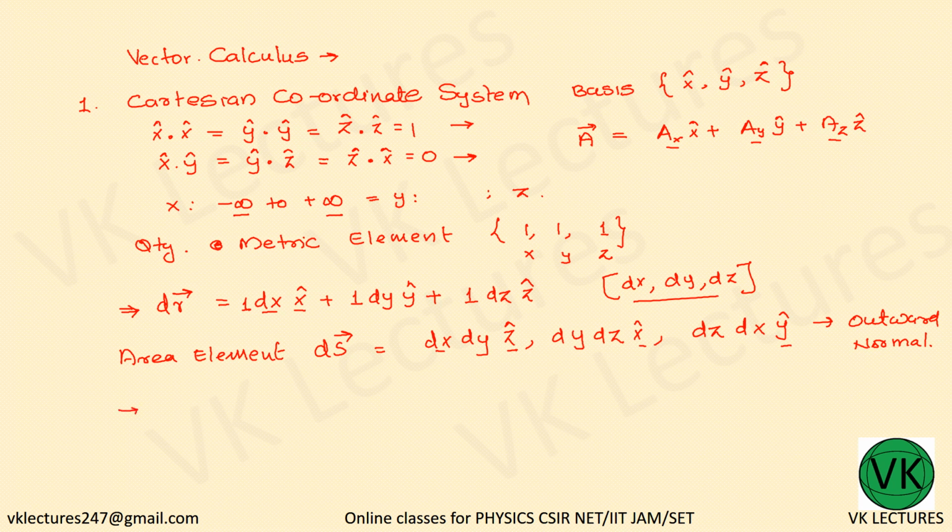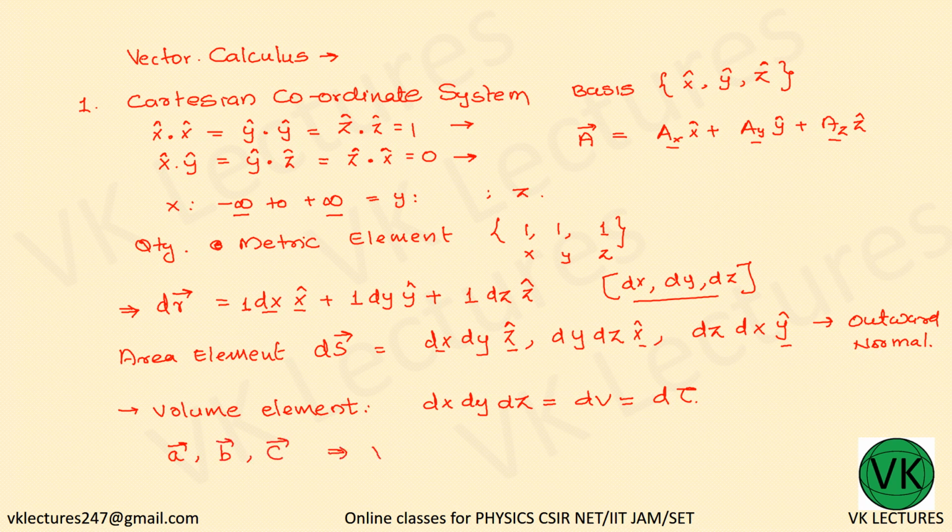Now we have the volume element, which is given by dx dy dz, which is equal to dv, or sometimes we denote it with d tau. Now for any vectors a, b and c, the volume is given by a dot b cross c. So kindly remember this.